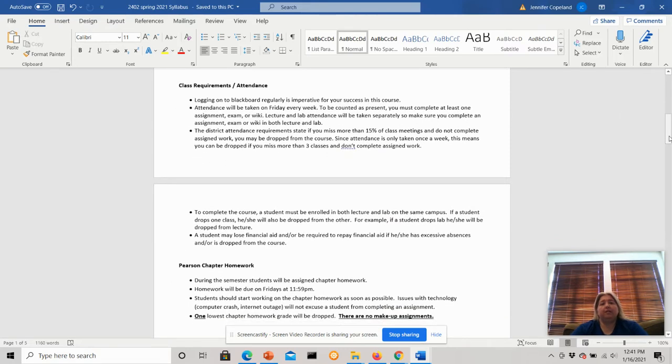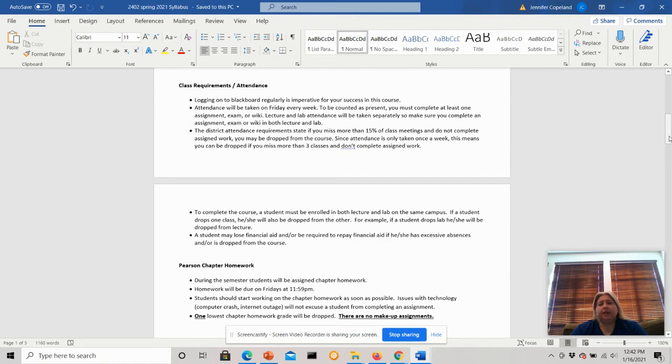So you need to make sure that you're logging on to Blackboard regularly. This is really, really important in order for you to be successful in this class. I'm going to take attendance on Friday, and if you want to be counted as present, what you need to do is complete an assignment or an exam or a wiki. And I'll talk about what wikis are in a minute.